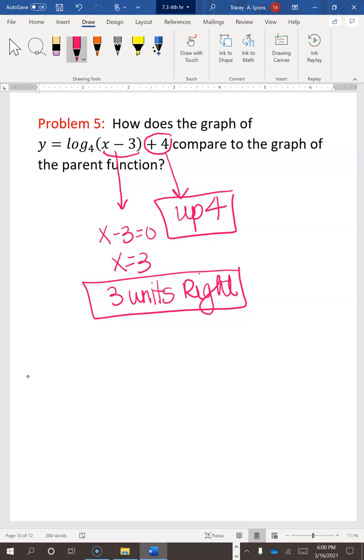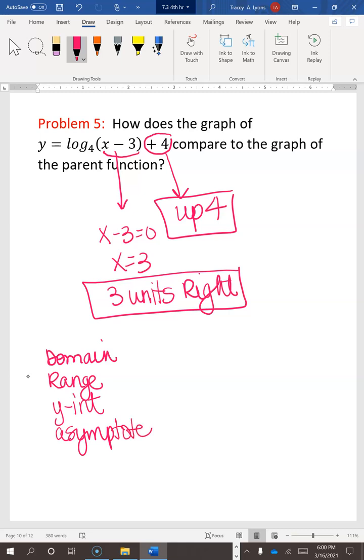When you're looking at this one, if you actually graphed it, here's what's going to happen to the domain, the range, the y-intercept, and the asymptote line. So the domain, since we are moving it right or left, that does affect the x-axis values. So the right 3 then, instead of being an x greater than 0, it's going to be an x greater than 3. The range values stay the same because that was all real numbers before. It doesn't matter if you move it up or down, the range is going to stay all real numbers.